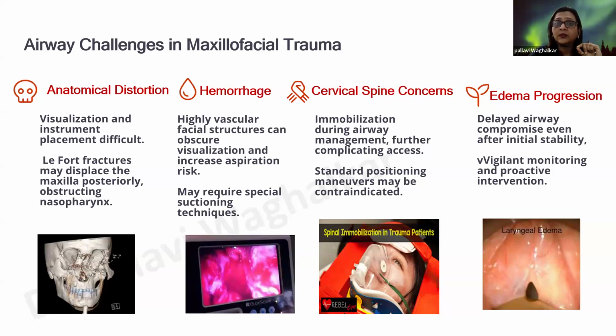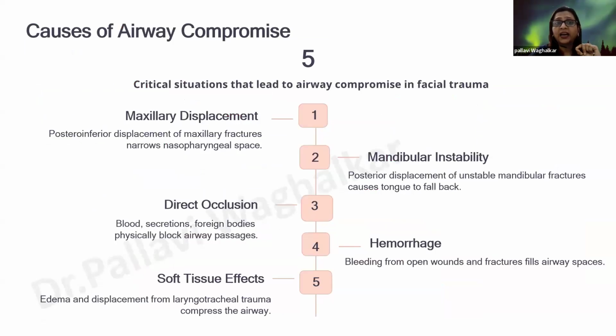Cervical spine concerns: immobilization during airway management will further complicate your access. The standard positioning maneuvers might not be possible. And again, there is delayed airway compromise even after initial stability, so we have to do vigilant monitoring. The five critical situations that lead to airway compromise in facial trauma: first of all, maxillary displacement, which narrows the nasopharyngeal space. Then mandibular instability, as we saw, where there might be tongue fall and obstruction. Direct occlusion because of blood, secretions, or foreign body, which will physically block the airway passages. Hemorrhage, again from open veins or fractures.